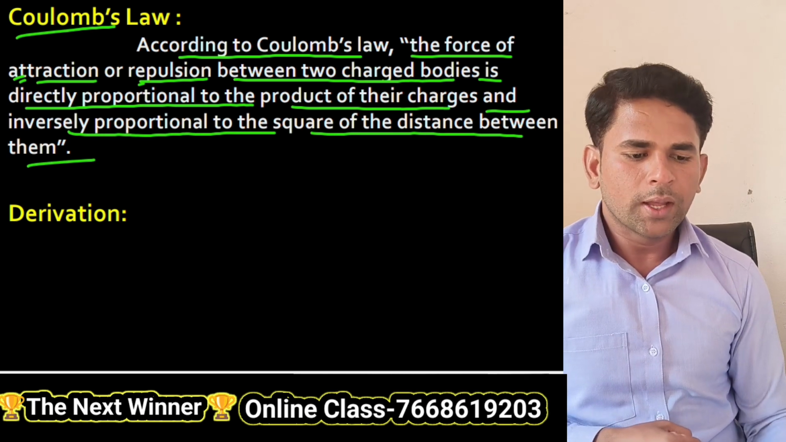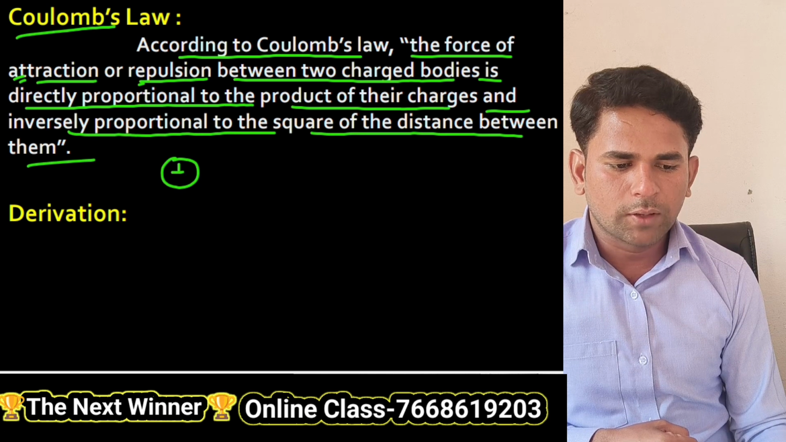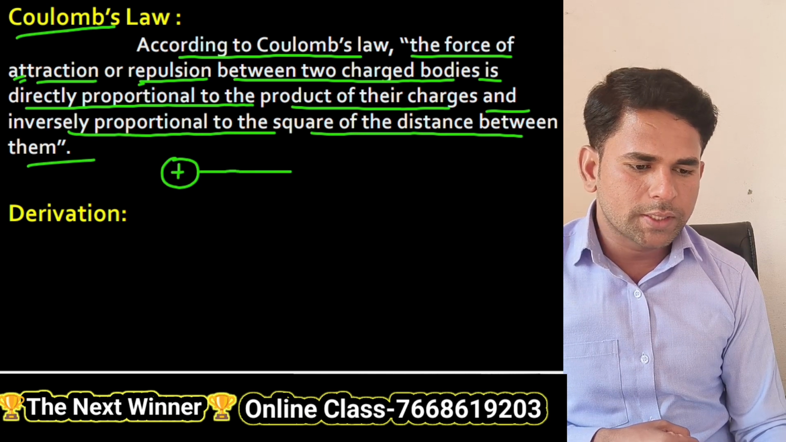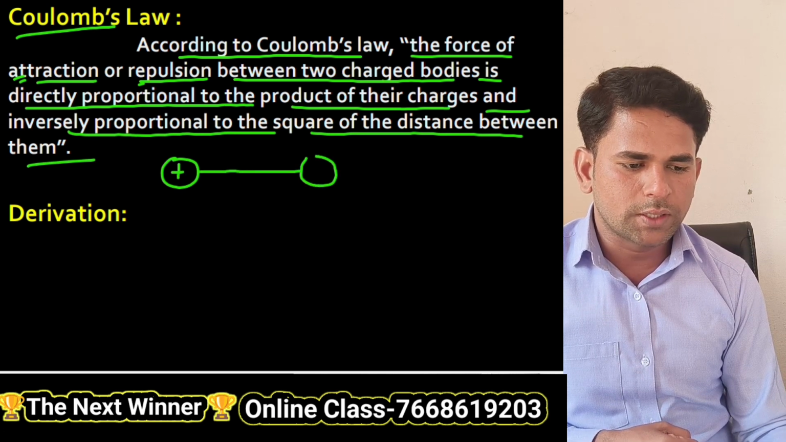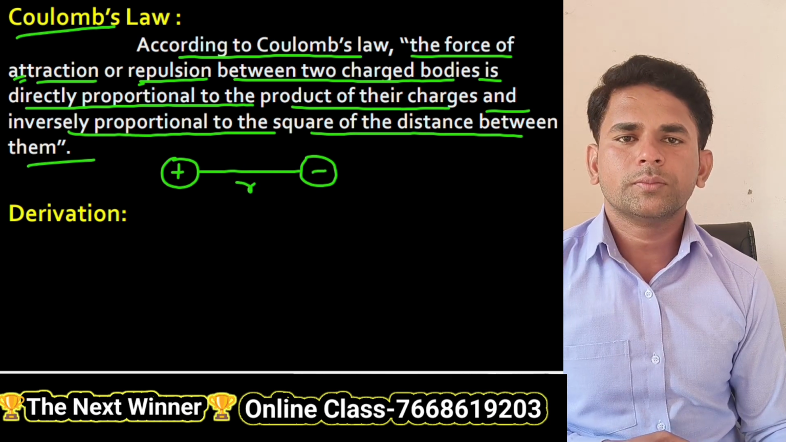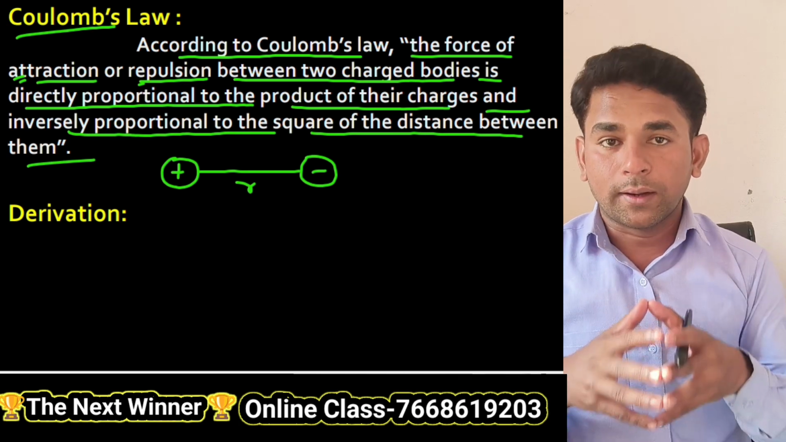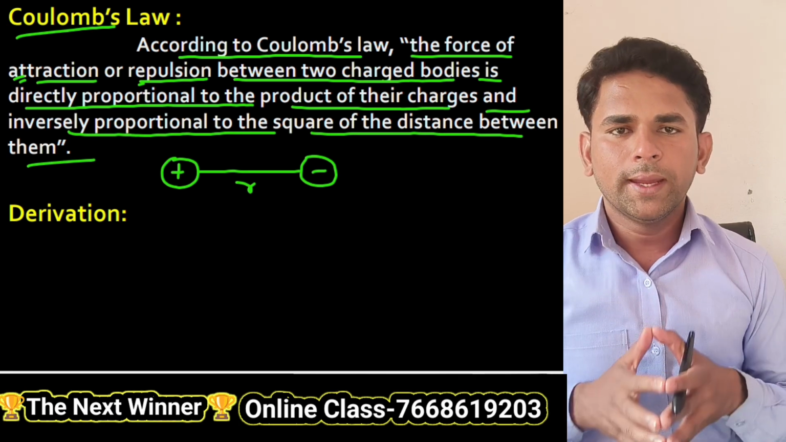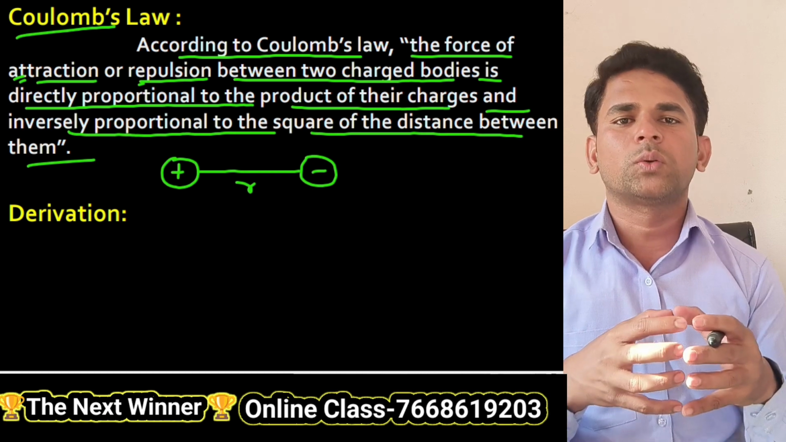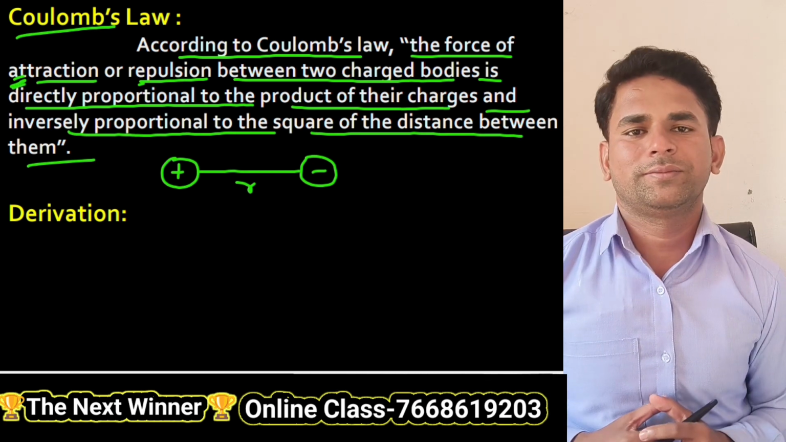Let us consider you are taking one charged body like this one having positive charge, and at a certain distance r, another charged body you are considering here negative. So one is a positive charged body and the other is a negative charged body, which means they will attract each other. This is called force of attraction.